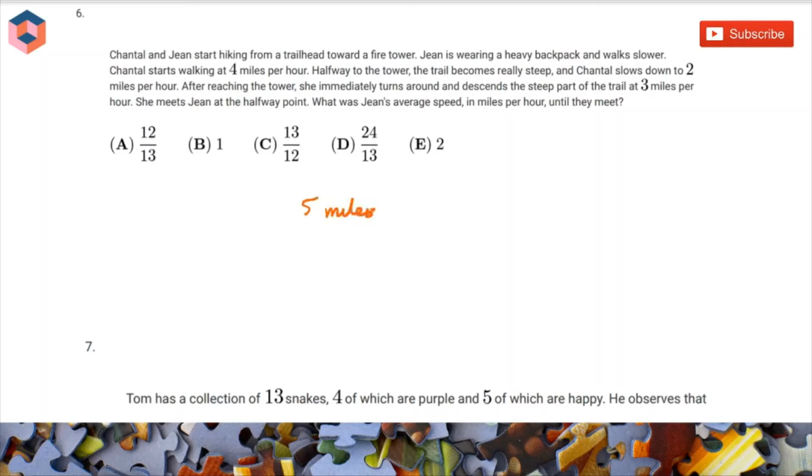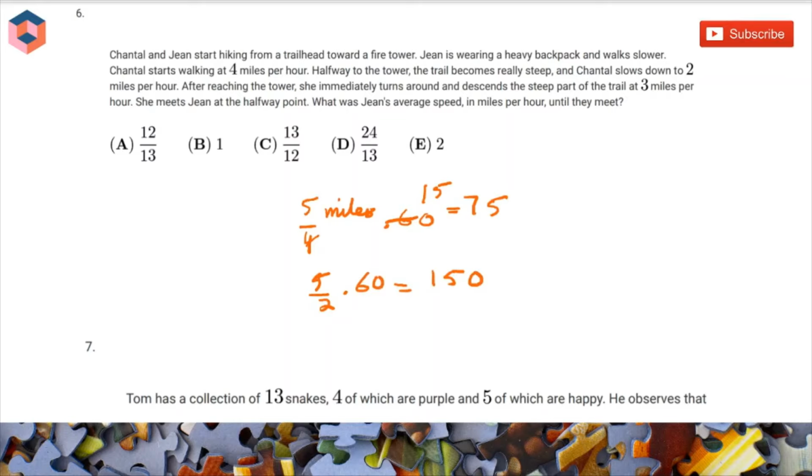And Chunto travels 4 miles per hour for that half. So that would take him 5 over 4 hours, which would be 5 over 4 times 60. We don't actually need to convert it to minutes, but we'll just do that right now to keep it simple. This would give us 5 times 15, or 75. Now for the second half, it's also 5 miles, but this time he's only going at a rate of 2 miles per hour. So 5 over 2 times 60 would give us double the amount, 150, which makes sense. If you're going half as slow, it takes you double the time.